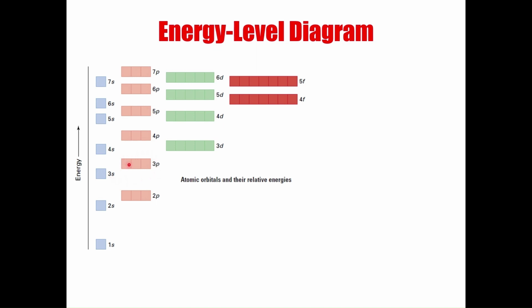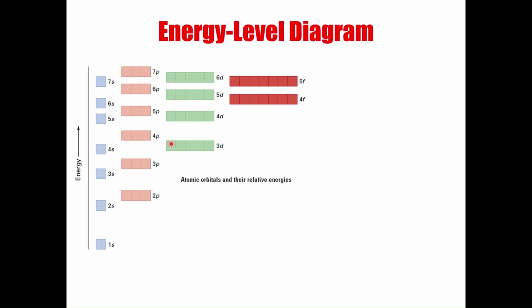Now, it would make sense that the 3p orbitals would be followed by the 3d orbitals. However, 4s orbitals are actually slightly higher in energy than the 3p orbitals, but if you take a look, they are lower in energy than the 3d orbitals. And so that's why the 3d orbitals follow the 4s orbitals in energy level in the periodic table.